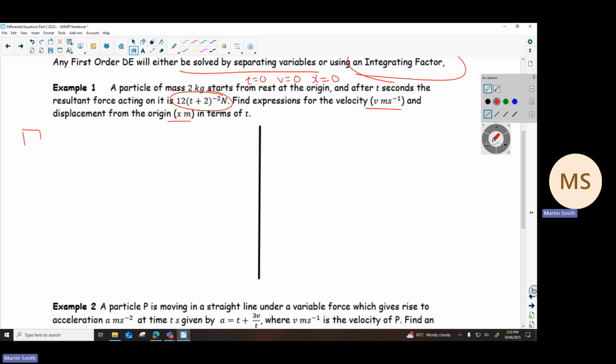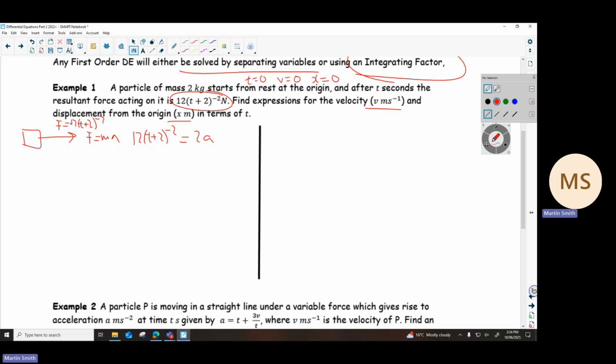So a very simple diagram to illustrate what's going on here. I've got a force F, which is 12 (t plus 2) to the minus 2. By Newton's second law, F equals ma. We get the following equation: 12 times (t plus 2) to the minus 2 is equal to the mass, which is 2, times the acceleration.